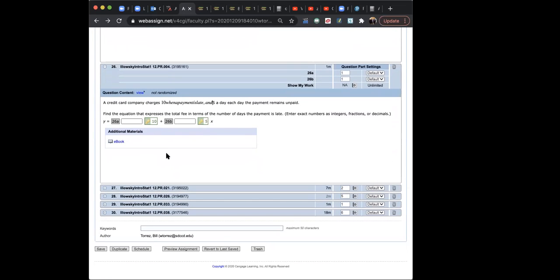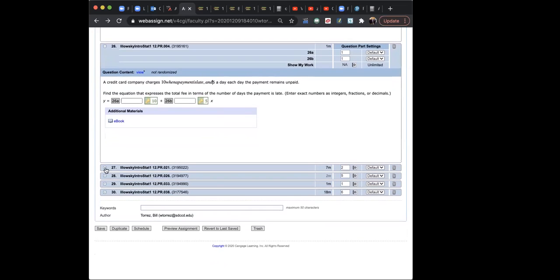Okay. And similarly in this problem, a credit card company charges $10 when payment is late and $5 a day each day the payment remains unpaid. Again, this is a linear function. The y-intercept is 10. Okay. The slope is 5, and so our equation would be 10 plus 5 times the number of days late. Okay, simple linear equation there.